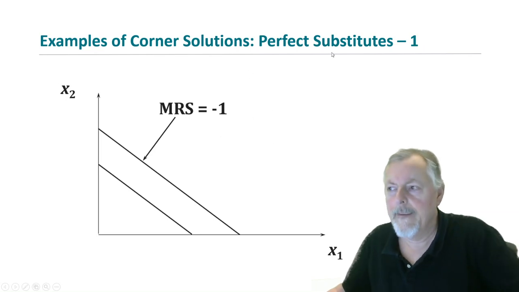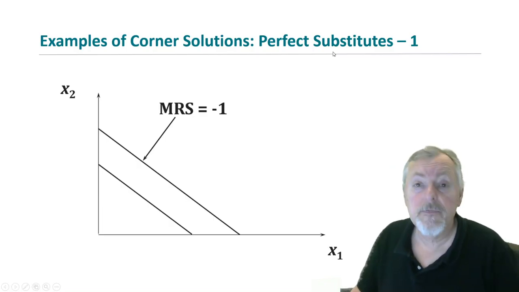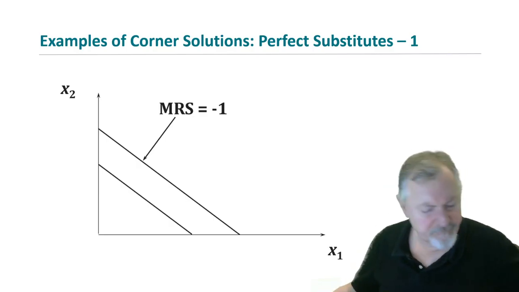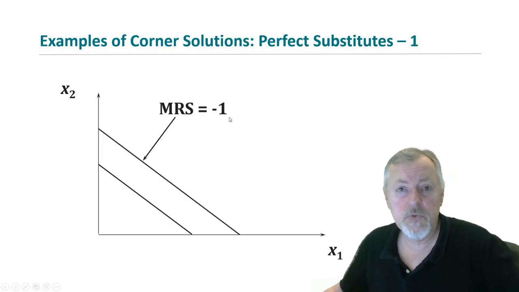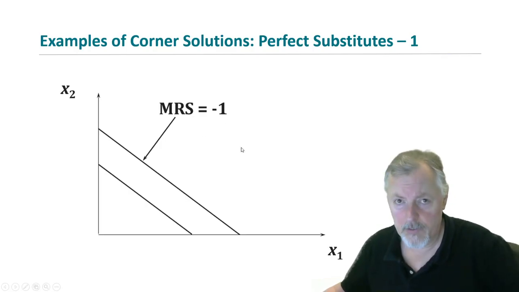Here, assume that x1 and x2 are perfect substitutes for this person. And just to make it easy, assume that they're willing to exchange them at a one-for-one rate. So the marginal rate of substitution is -1.